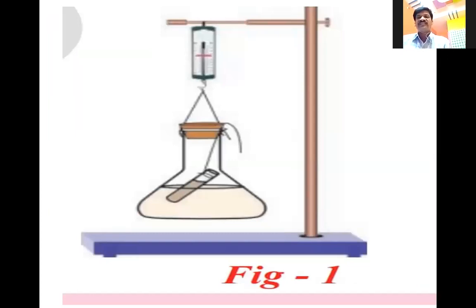In our textbook, there are three figures. In figure one, we take 100 ml of lead nitrate and hang 4 ml of potassium iodide solution in a small test tube with a thread, tightened with a rubber cork, and hang this on the spring balance before the chemical reaction. Without mixing these two chemicals, we take the weight and observe the colors also: lead nitrate colorless, potassium iodide colorless, and also the weight. These three observations.